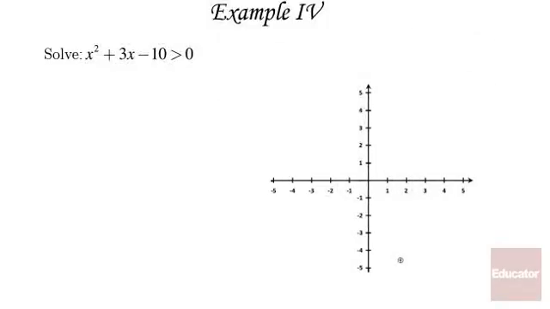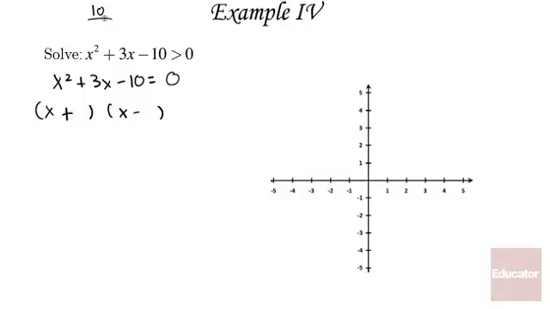Okay. Now, solve this quadratic inequality. First, I'm going to go ahead and find the roots of the corresponding quadratic equation. And this is another one that I can do by factoring. I'm going to have x plus something, and I'm going to have x minus something. And I know that because I have a negative 10. So I'm going to have a positive and a negative.